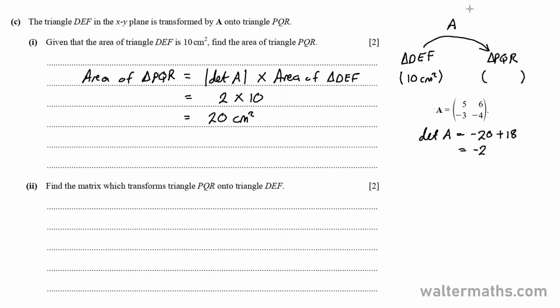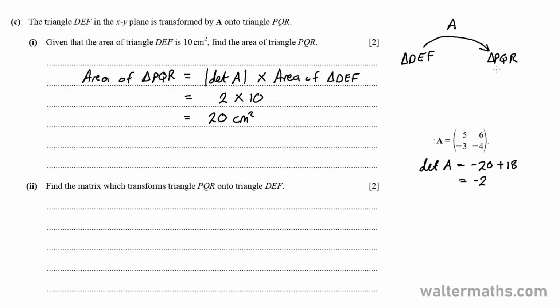Now on part 2, find the matrix which transforms triangle PQR onto triangle DEF. Now for this one, we are looking for the matrix that takes triangle PQR back to triangle DEF. So if the matrix operator A transforms triangle DEF onto triangle PQR, then A inverse should do the reverse. It should transform triangle PQR to triangle DEF. So what's required of us here is to find A inverse.